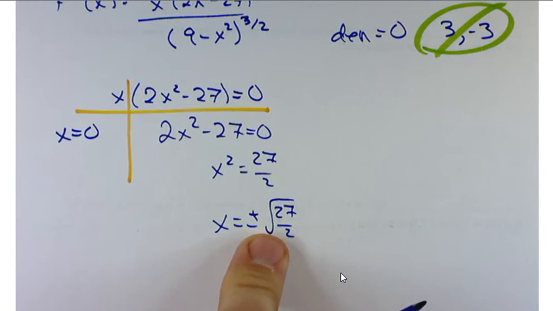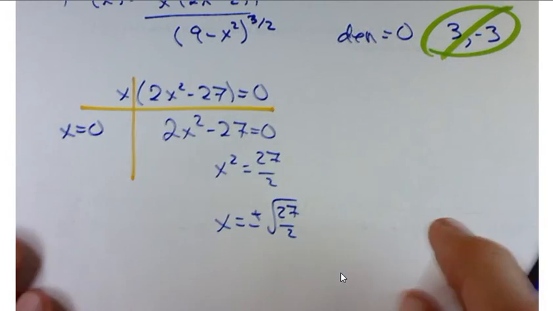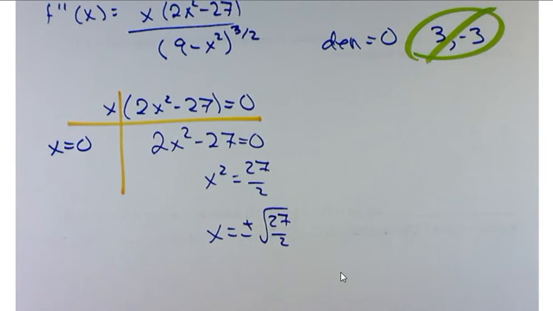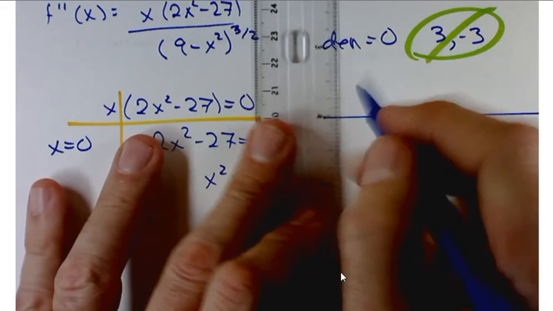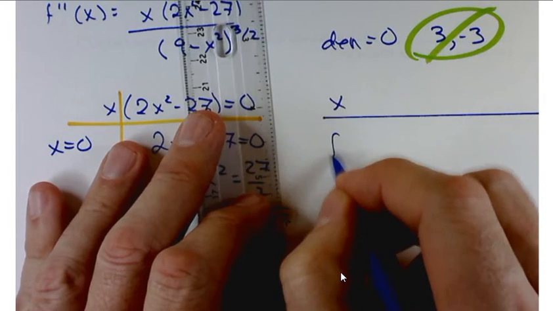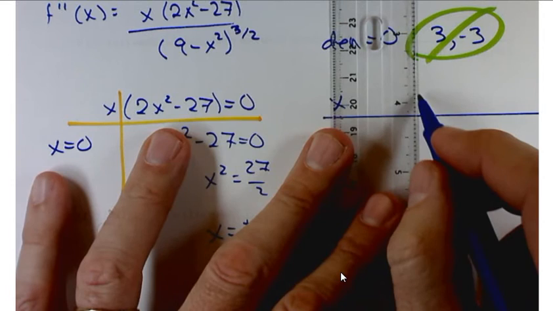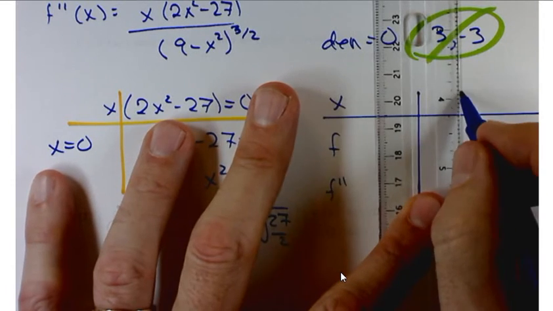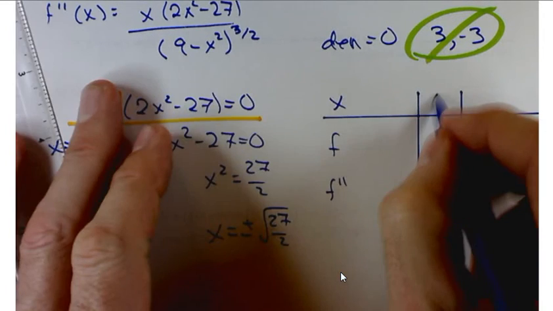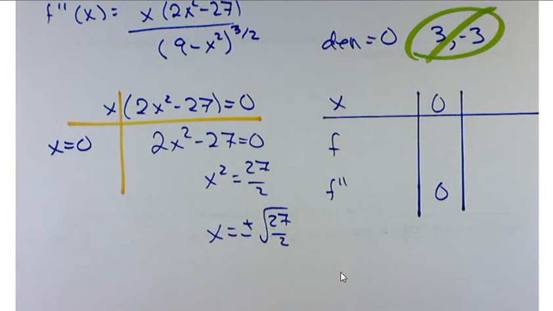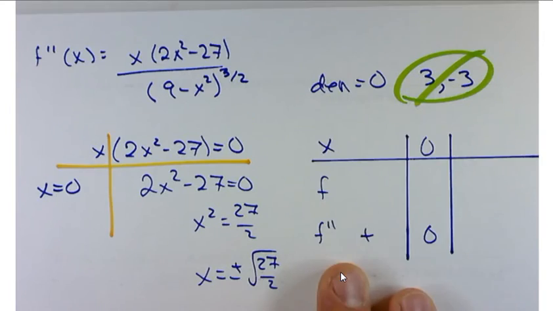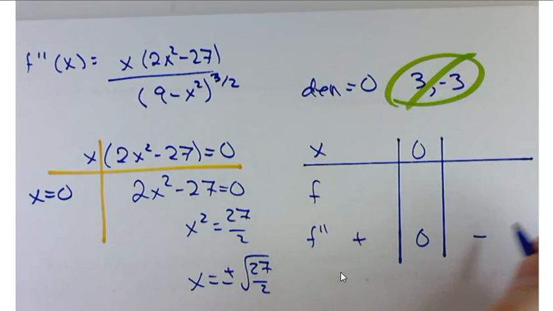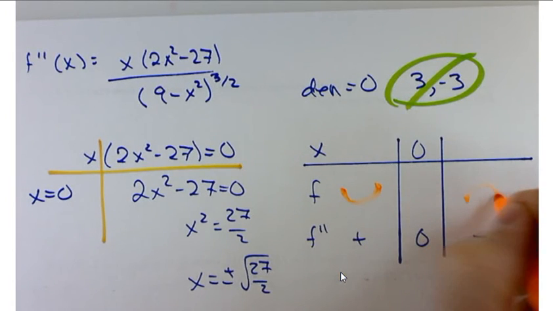So x, f, f double prime, 0, 0. And to the left of this is going to be positive and then negative, telling us that the function is concave up and then concave down. Yeah, that didn't turn out too good. Let's try it again. Concave up and concave down. Wow, lots of information. Let's put that all together.